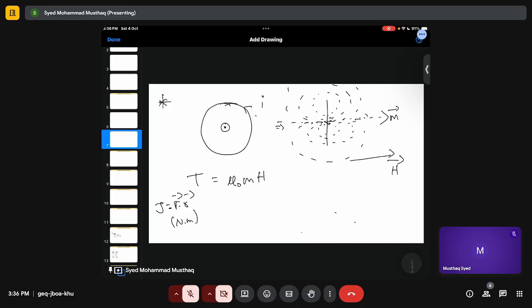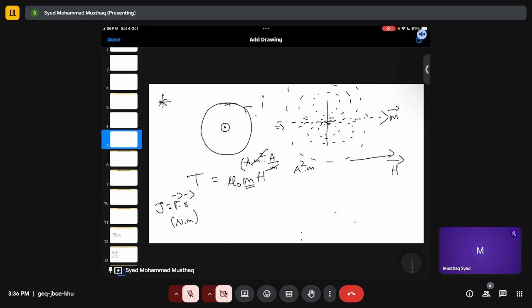Now, you know what is the unit of M? M has units of ampere meter square, and H has units of ampere per meter. So meter will get cancelled, and you have ampere square times meter, and then you have some proportionality constant, which is mu naught.